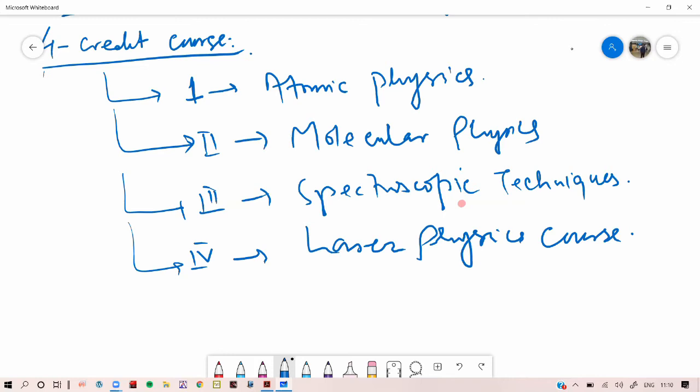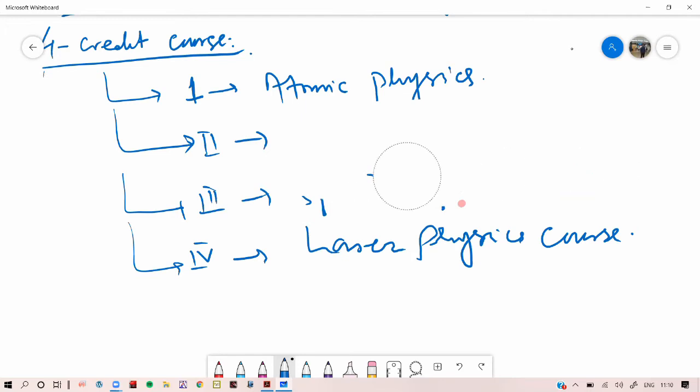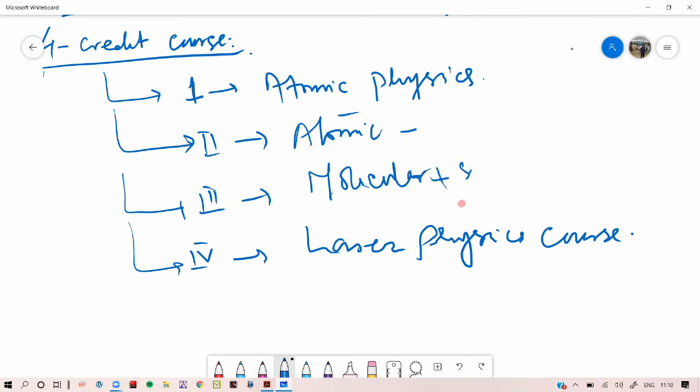Sorry. Yeah, the second unit is as well atomic. Sorry, this one. This is as well atomic part with various and molecular physics. Molecular plus spectroscopic techniques.